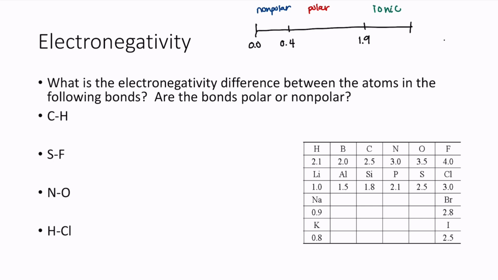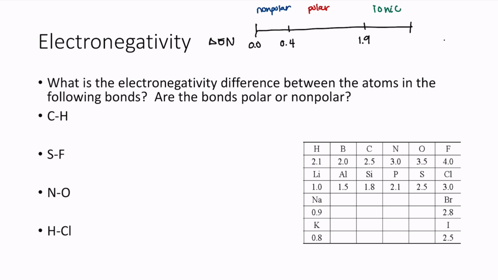So these values come from delta EN, the difference in electronegativity. And when you're calculating delta EN, we're not concerned with which atom is more electronegative or less electronegative. We just want to look at the value, so you can think of it as taking the absolute value.